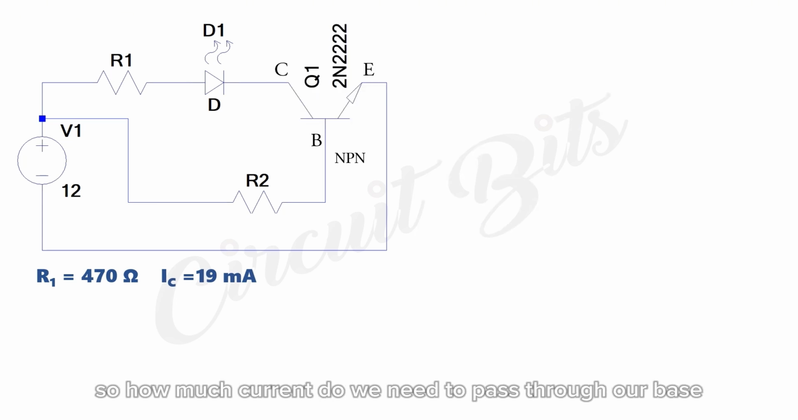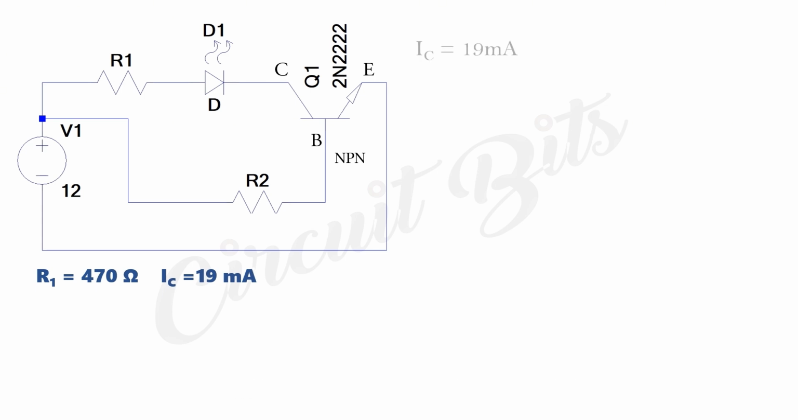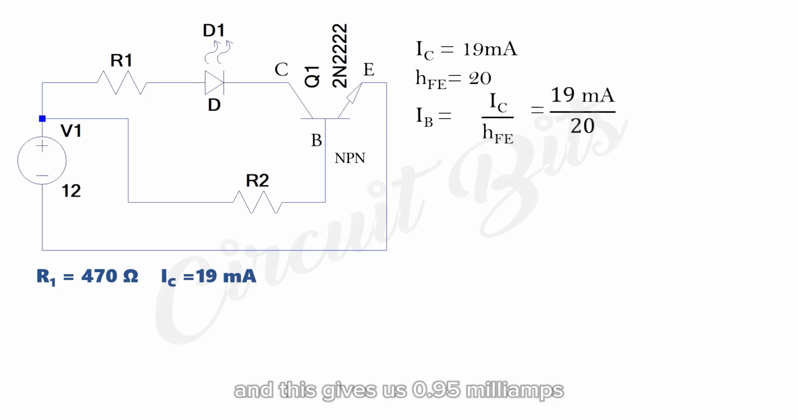So how much current do we need to pass through our base to have the collector allow a current of 19 milliamps through it? We use collector current divided by HFE, which is 19 milliamps divided by 20. And this gives us 0.95 milliamps.